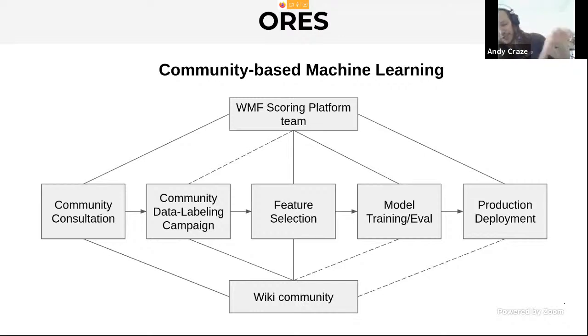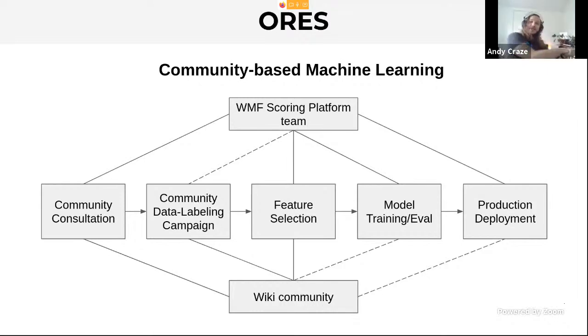But once we finish those campaigns, then we move on to feature selection. This is where we pick out our signal, or things that we think will give our models a better signal to make a prediction. And this is usually done in conjunction with the wiki community. In the case of vandalism, we would ask them for a list of bad words that might help us pick up on a signal of whether something's vandalism or not.